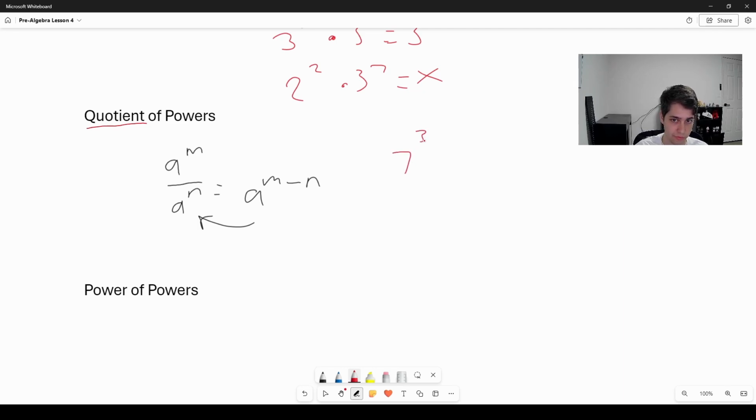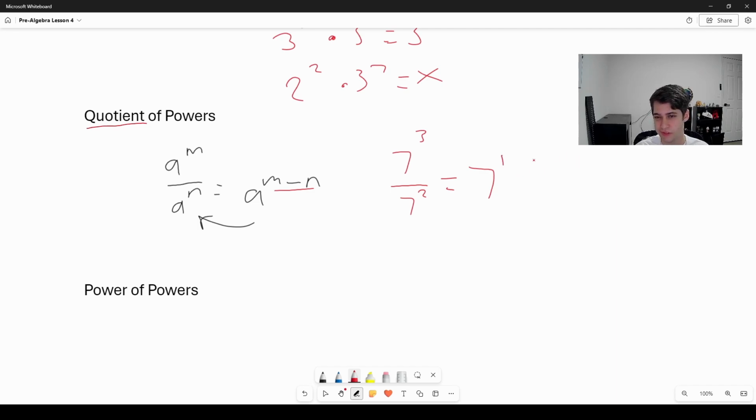7 to the 3rd power, for example, if we're dividing that by 7 to the 2nd power, we would expect again to have the same base of this 7 here, but our exponent will now be m minus n, which gets us 3 minus 2, which is 1.